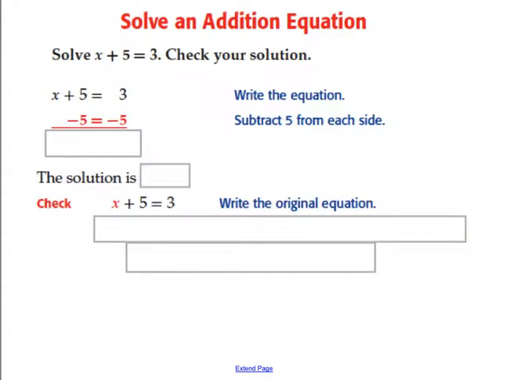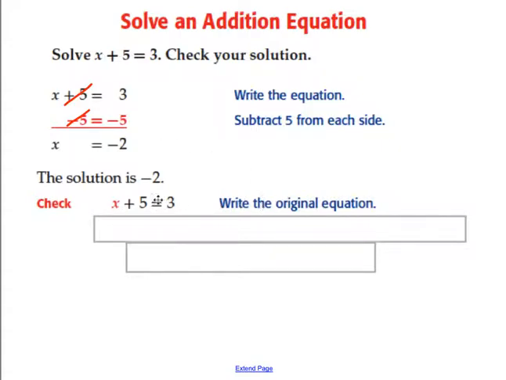Now the 5 on the left-hand side cancels out. It adds to 0, so we can just put a line through that. But the 5 on the right-hand side does not. So now we're going to go ahead and add vertically. We still have x on the left-hand side, and a positive 3 and a negative 5 added together gives us negative 2. So our solution is negative 2.